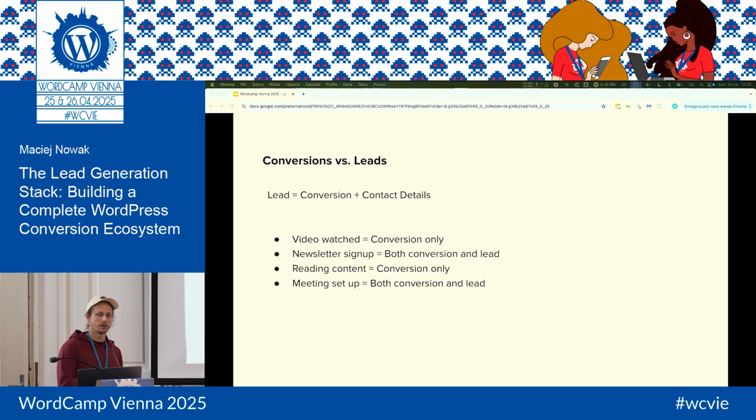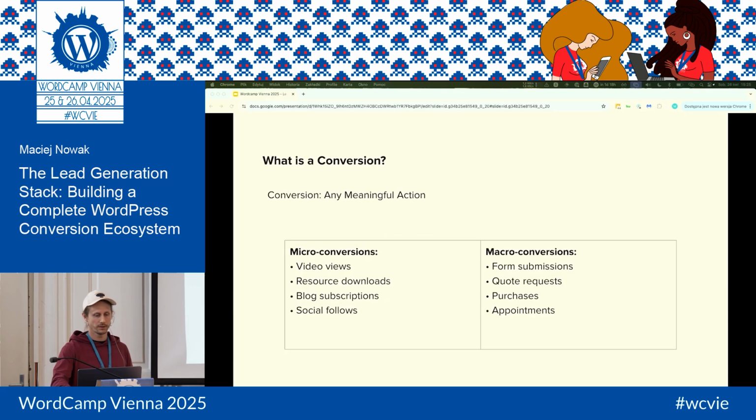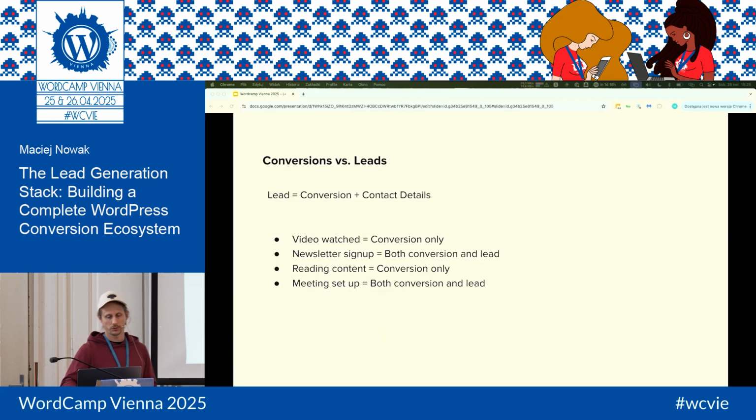And when we are talking about leads, a lead is a conversion plus contact details. So if you compare these, macro conversions are also by definition leads, because someone left their contact details for you, and contact details are gold. You want to have contact details because then you can automate outreach, you can automate warming up the leads so that they can then at the end convert from being just a lead, a contact detail in a database, into a customer who is leaving money for you.